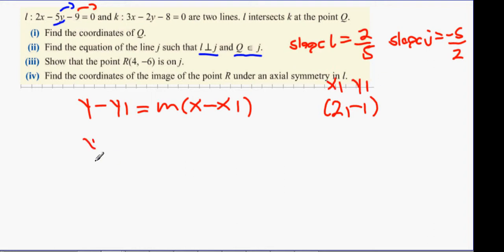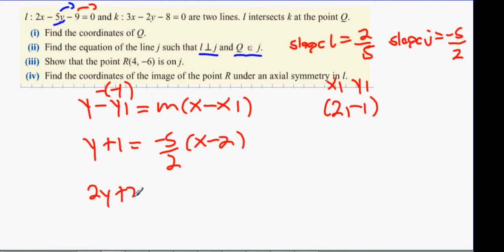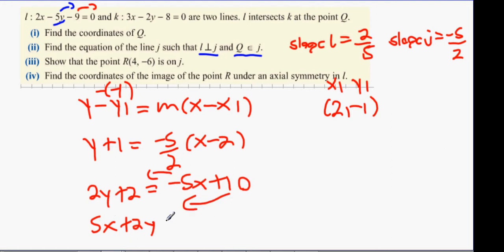Replace it in. We get y minus minus 1, which gives us plus 1, equals minus 5 over 2 bracket x minus 2. Cross multiply the 2: 2y plus 2 equals minus 5x plus 10. Bring the 5x over to the other side, we get 5x plus 2y. Bring the 10 over, we get minus 8 equals 0. That's the answer there.